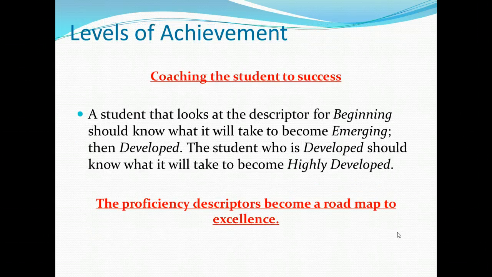So from the student's perspective, we really want to think about these proficiency descriptors as being something that can coach the student to success. The student looks at the descriptor for beginning, which is our lowest level of achievement, and they should know what it takes to step up a notch to emerging, and then up to developed, and then finally, if a student is developed, they should know what it would take to become highly developed. These proficiency descriptors become a roadmap to excellence for the student.